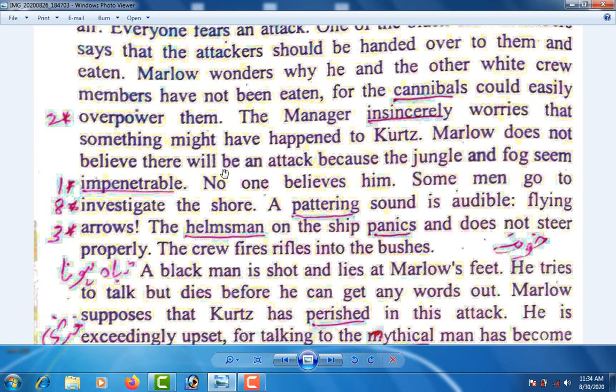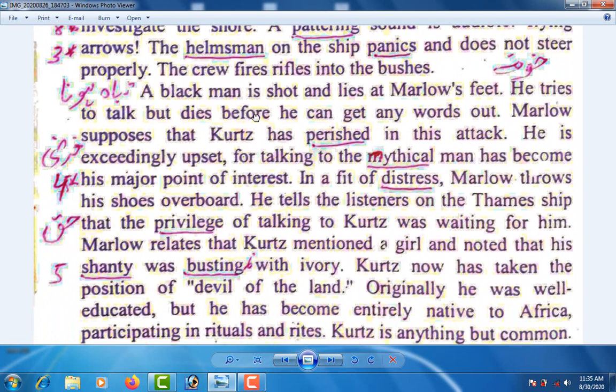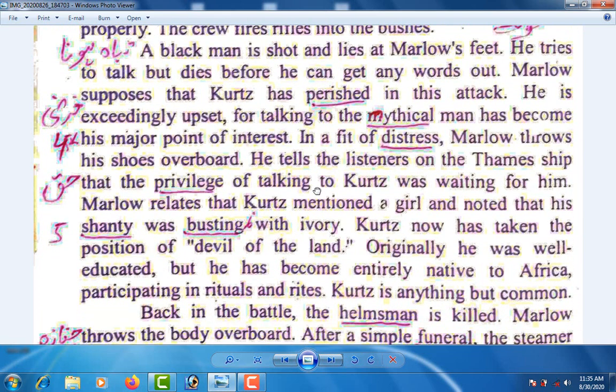Marlow does not believe there will be an attack because the jungle and frogs seem impenetrable. No one believes him. Some men go to investigate the shore. A pattering sound is audible. Flying arrows. The helmsman on the ship panics and does not steer properly. The crew fires rifles into the bushes. A black man is shot and lies at Marlow's feet. He tries to talk but dies before he can get any words out.